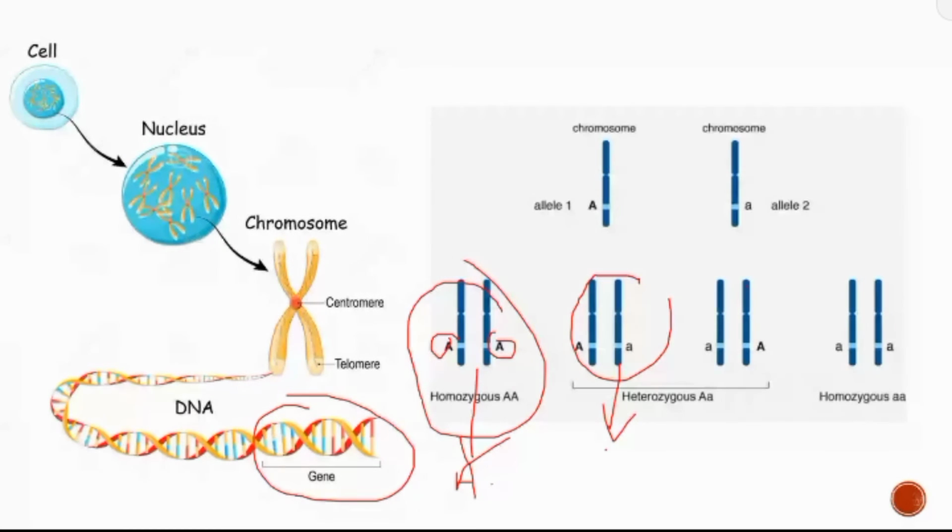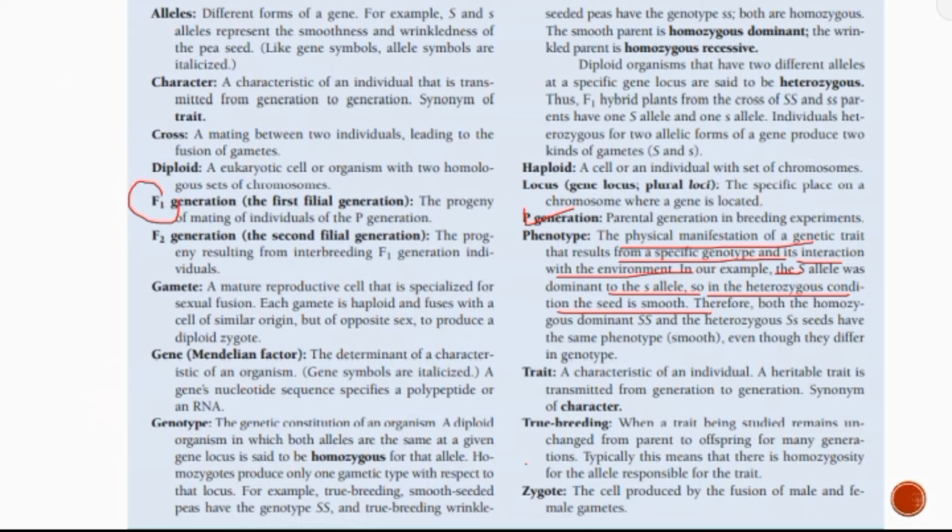So what will happen? The seed that will be produced in the first generation will be smooth only, but the genotype is heterozygous. It is not homozygous for both. So in the heterozygous condition, the seed will be smooth. Therefore, both the homozygous dominant and heterozygous seeds will have the same phenotype.